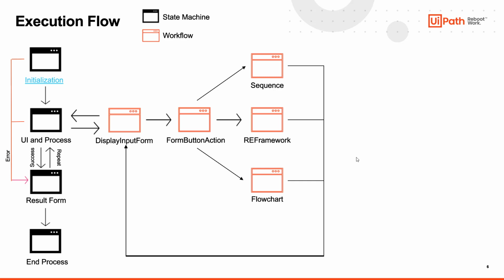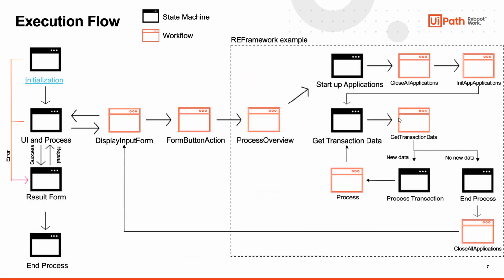So let's take a look at what it looks like if you were to map a button to the RE framework. It's just a quick RE framework example. As you can see, if one of my buttons was mapped and the process associated with that button was the RE framework, we would use this process overview XAML that we provided, which executes along your typical RE framework flow.